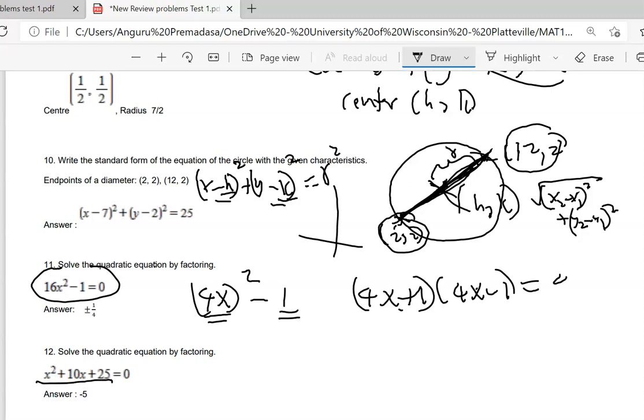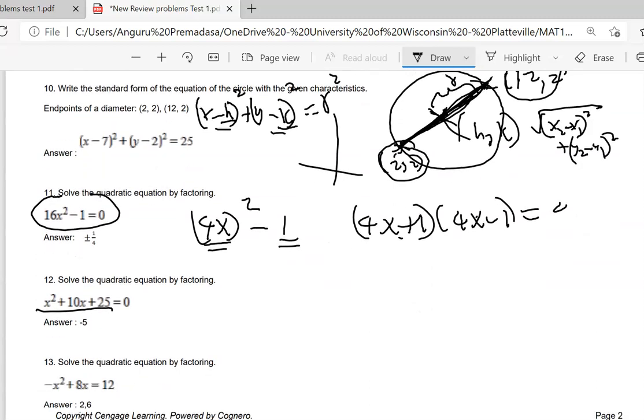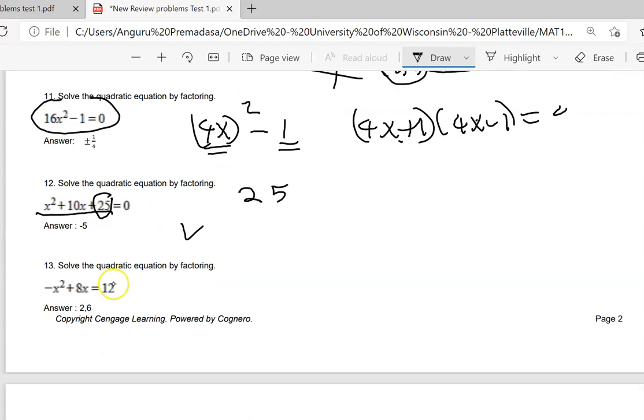What about this? Well, this is a straightforward factoring once again, because the leading coefficient is 1, so it is very easy. Just take 25 and two factors of 25 which add up to 10. Those factors which add up to 10, you can easily find, and you can get the answer. This will be a little bit more complicated, right?